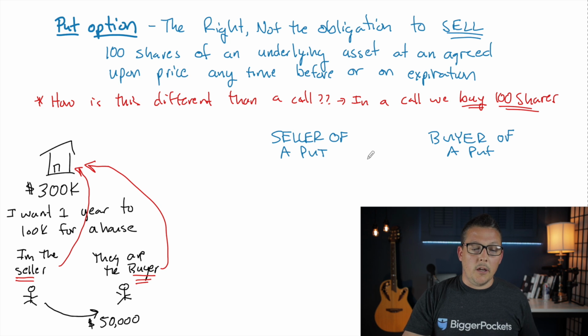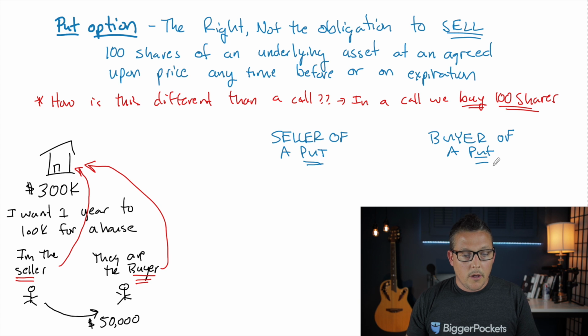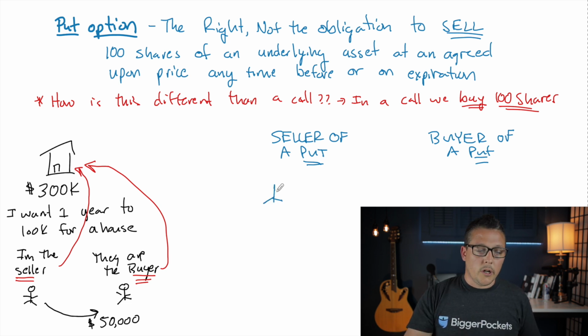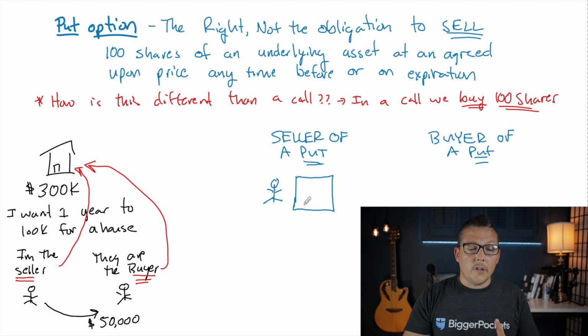So in this example here, I'm going to use the seller of the put and the buyer of the put. The put contract is not the asset. The asset is going to be the stocks inside that contract. So let's look at the seller of this put contract. They make this contract and they are the seller of this put.